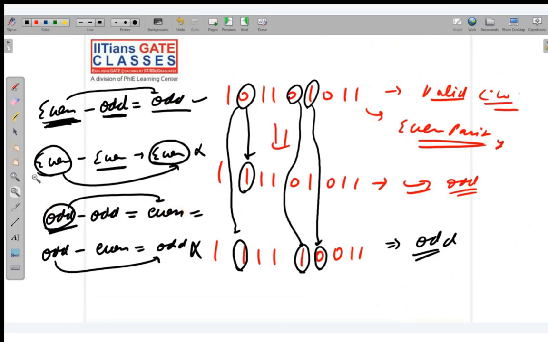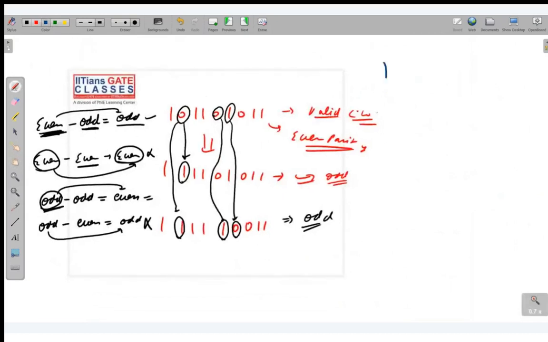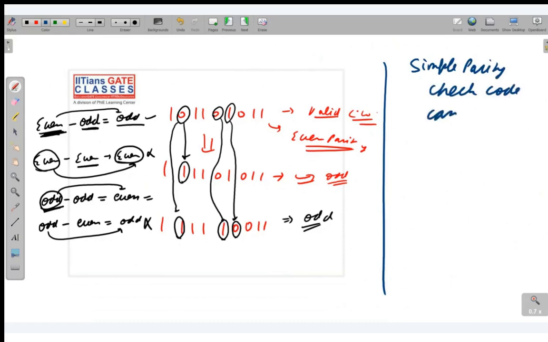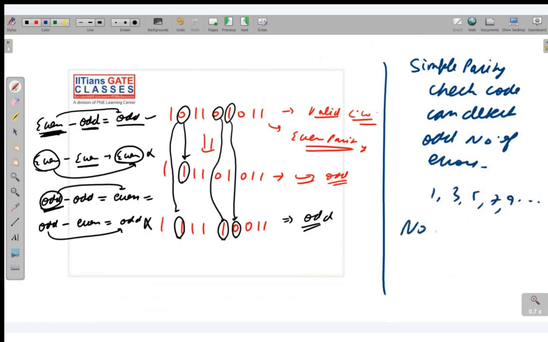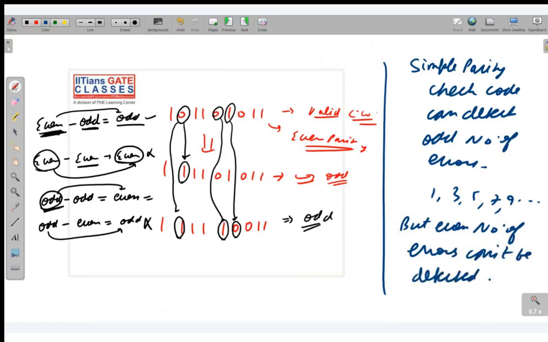So what is the final summary? Final summary is that simple parity check code can detect odd number of errors like 1, 3, 5, 7, 9 and so on. But even number of errors cannot be detected. If anybody is having any doubt, please let me know. Otherwise, I will jump to the next slide.